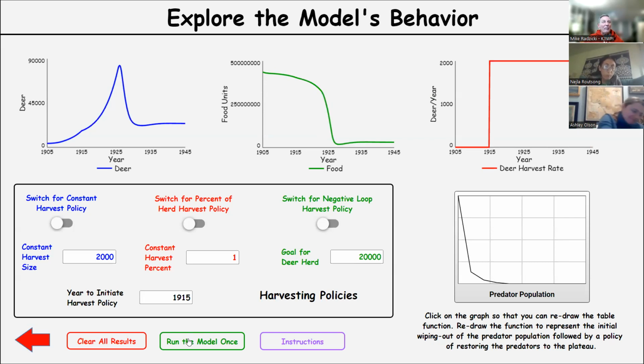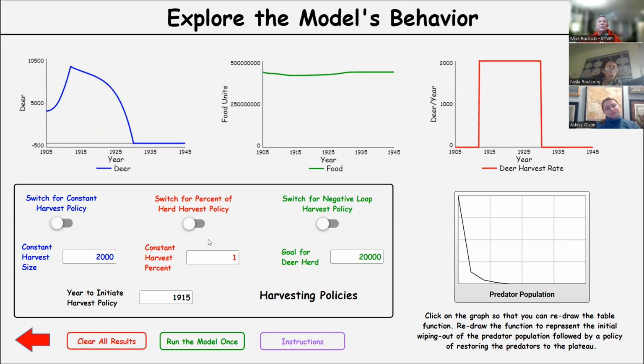Now, you got a little inflection point there, and we tried starting the policy in 1915. With the table function, where we drew the shape determined the time the policy started, right? So now we can specify here, and notice the harvest rate over here in 1915, it jumped up to 2,000, which is what we wanted to do. Maybe we should start it a little earlier. Same amount of harvesting, but in 1912.